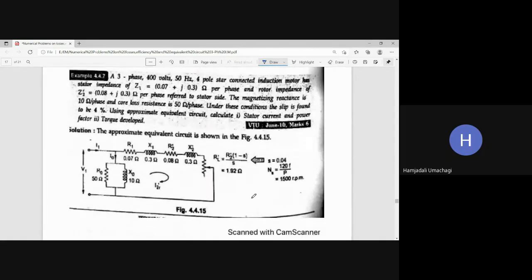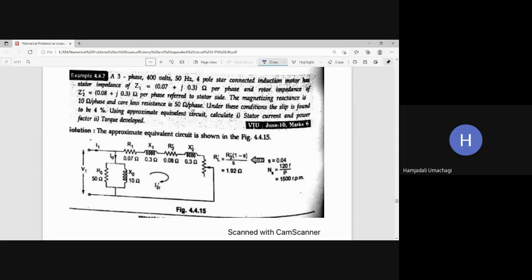Okay, so the problem statement here is, this is also a problem which is asked in the VTU for 6 marks. A three-phase 400 volts 50 hertz 4-pole star connected induction motor has stator impedance of Z1 equal to 0.07 plus j0.3 ohms per phase, and rotor impedance Z2 dash, that is rotor impedance referred to the stator side, 0.08 plus j0.3 ohms per phase referred to the stator side. The magnetizing reactance is 10 ohms per phase and core reactance is 50 ohms per phase. Under these conditions, the slip is found to be 4%.